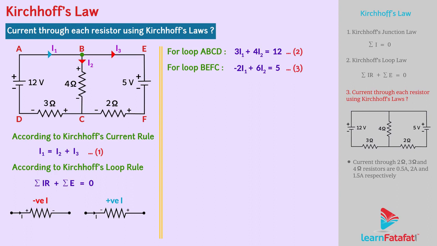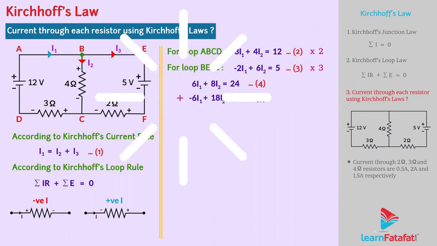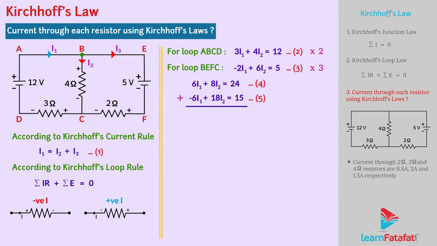Multiplying equation 2 by 2 and equation 3 by 3 and adding them, we get 0 plus 26I2 equals 39, which gives I2 equals 1.5 ampere. Let's call this equation number 6.